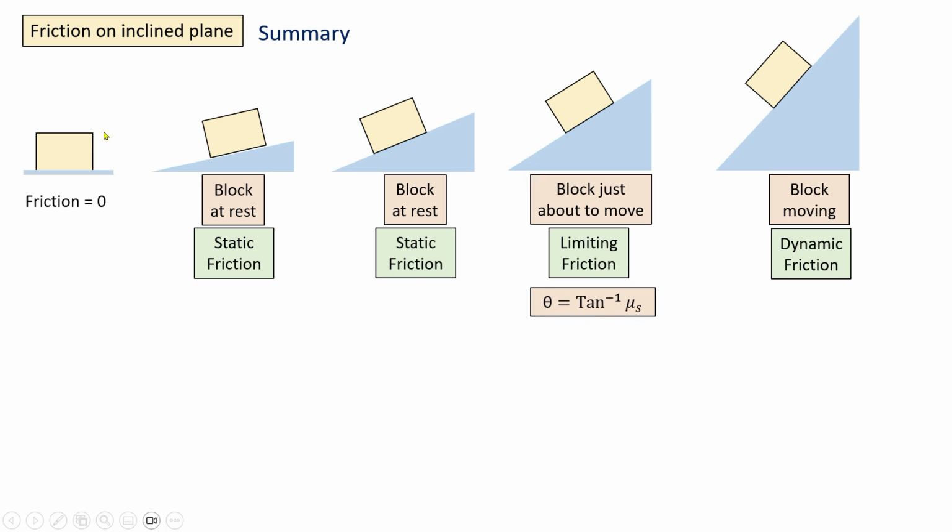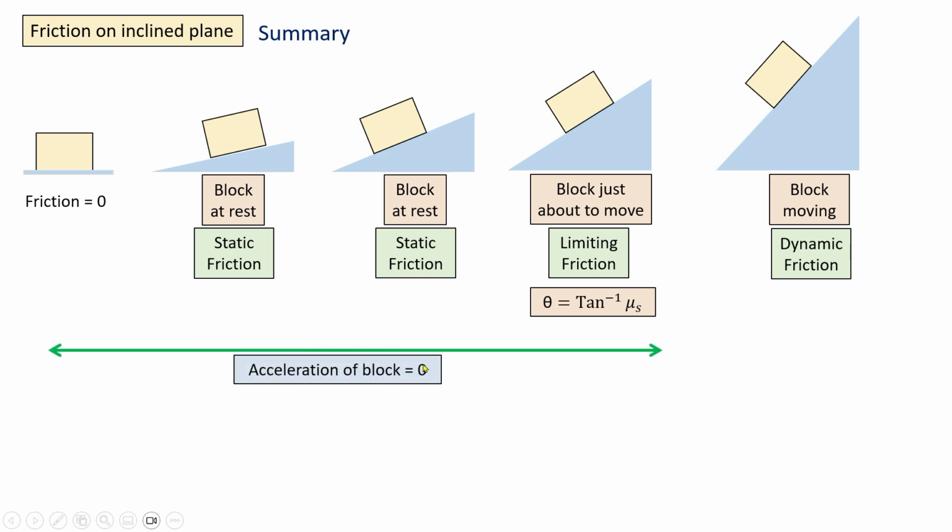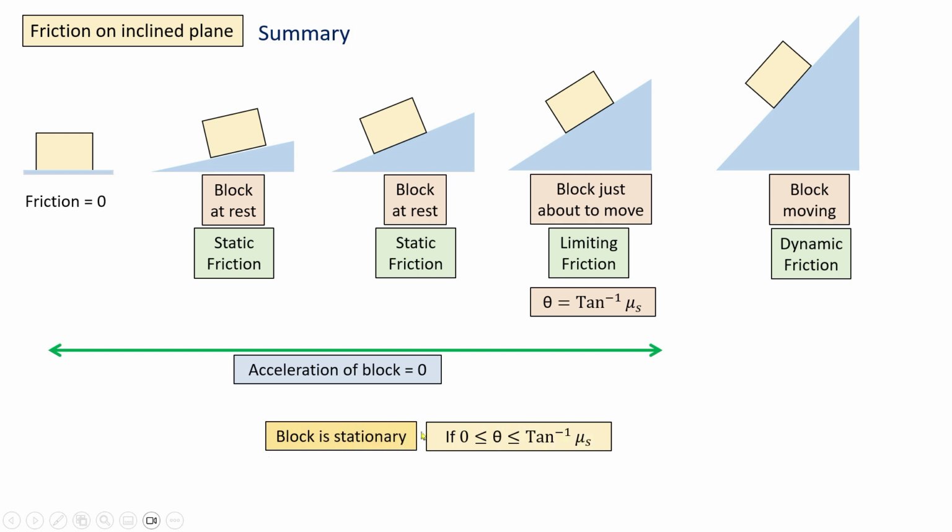Now, analyze carefully from case number 1 till case number 4. The block is still at rest. And since the block is at rest, we can say acceleration of the block is 0. To summarize, we can say that the block is stationary if the angle of the incline is between 0 and tan inverse mu s. Till the time the angle is between these two values, the block will always be at rest, and hence acceleration is equal to 0.